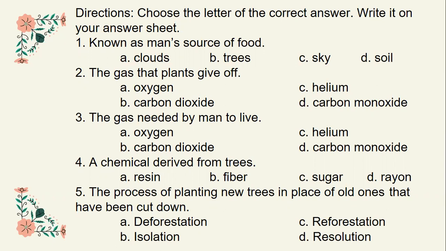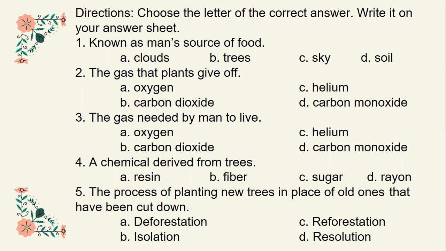Number 4, a chemical derived from trees. A, resin, B, fiber, C, sugar, or D, rayon. Number 5, the process of planting new trees in place of the old ones that have been cut down. A, deforestation, B, isolation, C, reforestation, D, resolution.